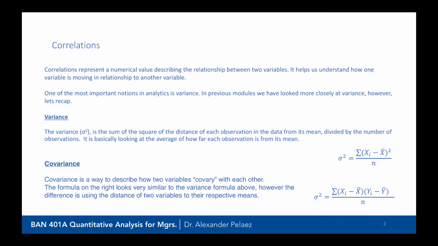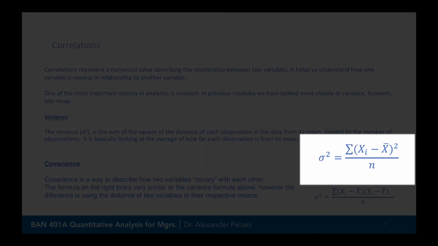One of the most important notions in analytics is the variance. And we had looked in previous models how to use the variance for our confidence intervals as well as for our comparison of means and our t-tests and z-tests. Now remember that the variance is the sum of the square of the distance of each observation in the data from its mean, divided by the number of observations. So it's basically the average distance. We take each point and we subtract from it its mean. So some will be above the mean, some will be below the mean. And we square it so that we can get rid of negative numbers.